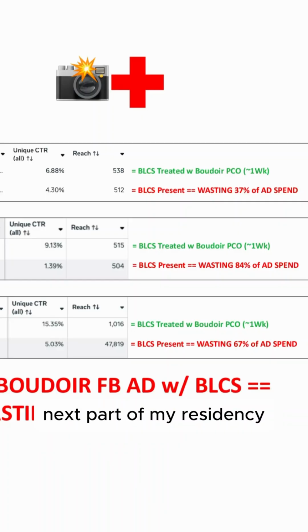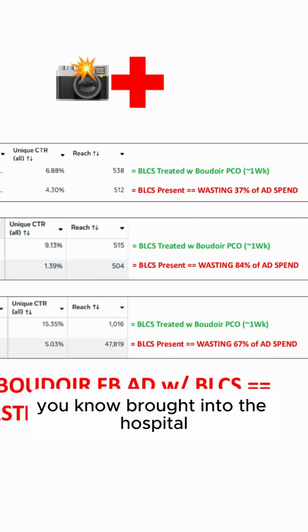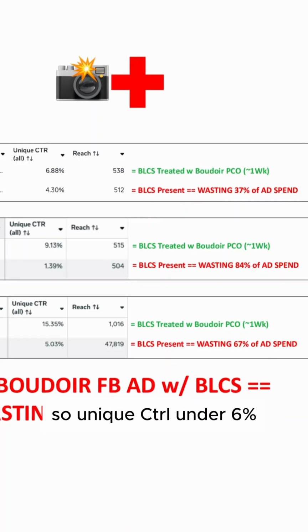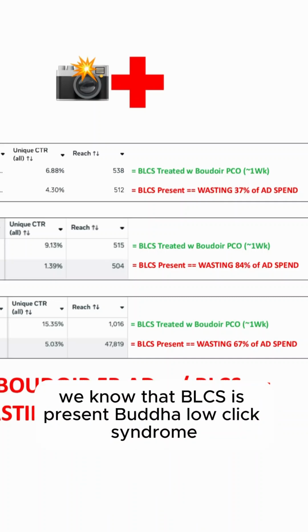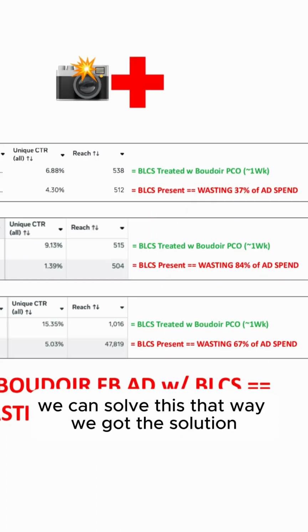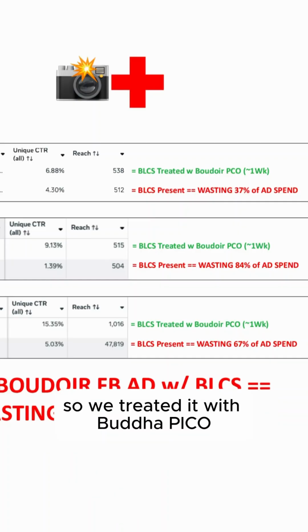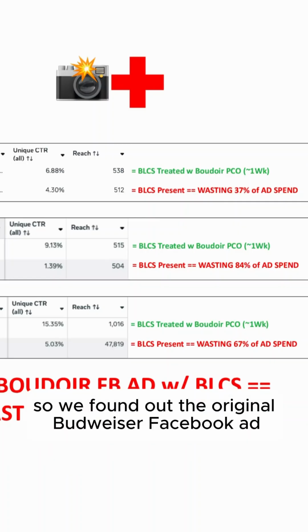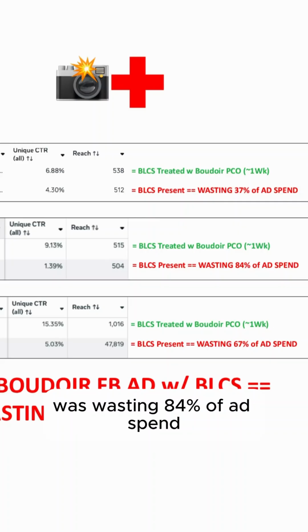Next, second part of my residency, I found a second boudoir Facebook ad, brought it into the hospital, and found that the unique CTR was 1.39%. So unique CTR under 6%, we know that BLCS is present, boudoir low click syndrome. So we know we can solve this. We've got the solution. We treated it with boudoir pico, took about a week, and got the unique CTR up to 9.13%. So we found out the original boudoir Facebook ad was wasting 84% of ad spend.